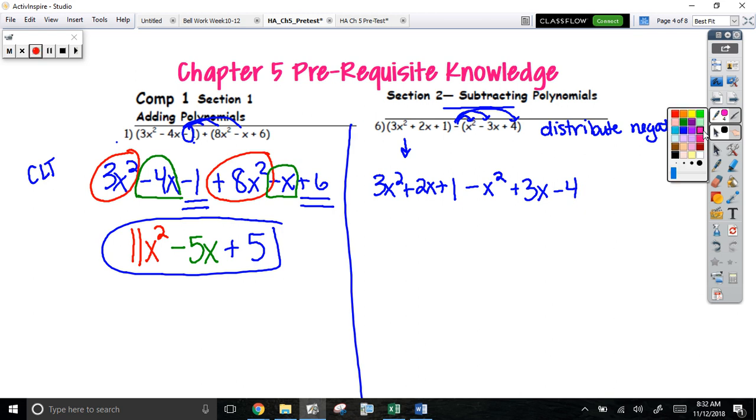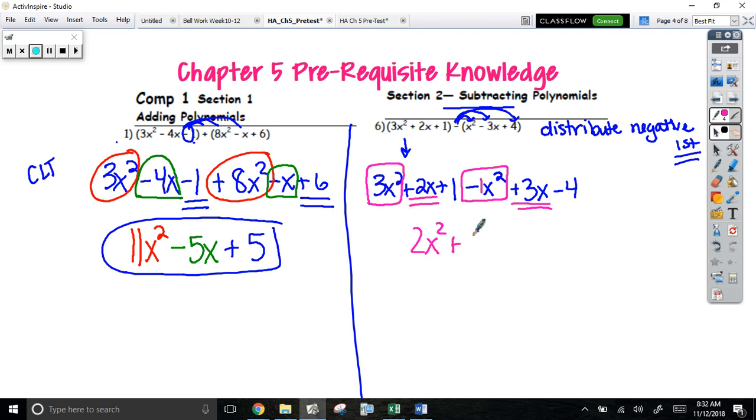And then we'll collect our like terms. So 3x squared minus, technically 1x squared will be 2x squared. Plus 2x plus 3x is plus 5x. And plus 1 minus 4 would be minus 3.